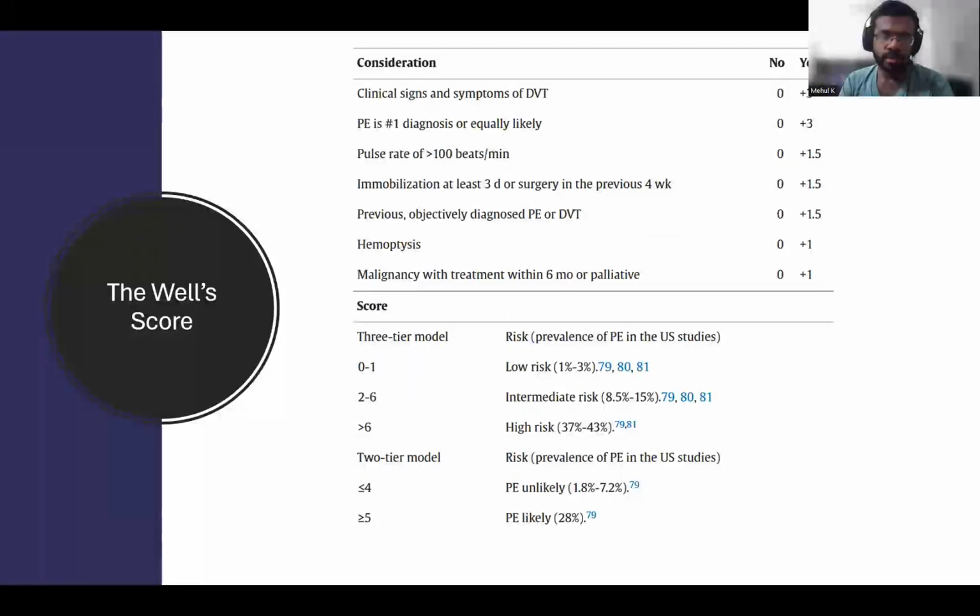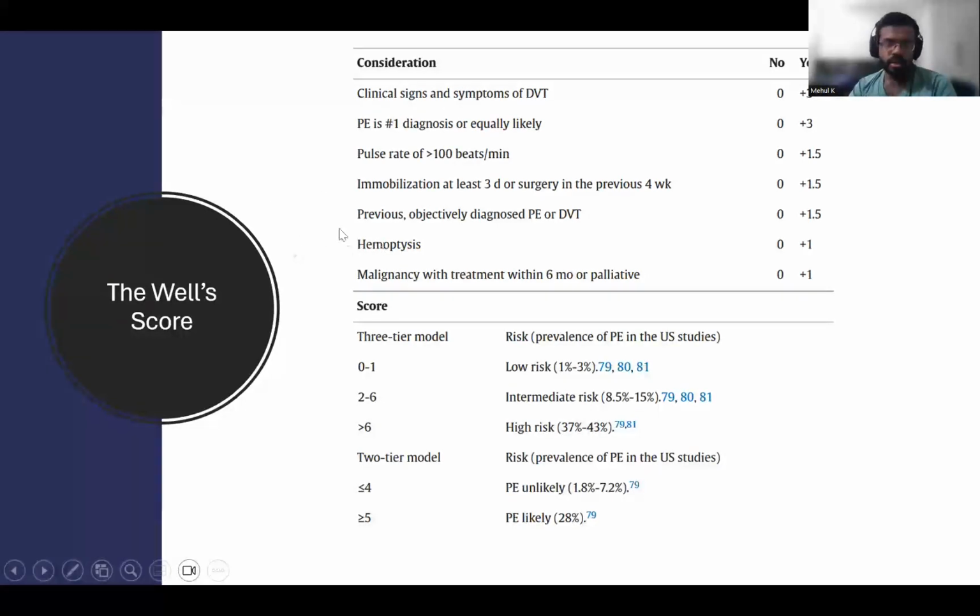So again, the Wells score, we all learned this in MBBS and PG prep. DVT signs and PE being the most likely diagnosis are the ones that get you the most points, that is 3 points. Then 1.5 points: you get it for a pulse rate of more than 100, immobilization of at least 3 days, or surgery within the past 4 weeks, or previous DVT. All of that gives 1.5 points, and hemoptysis or malignancy will give you 1 point.